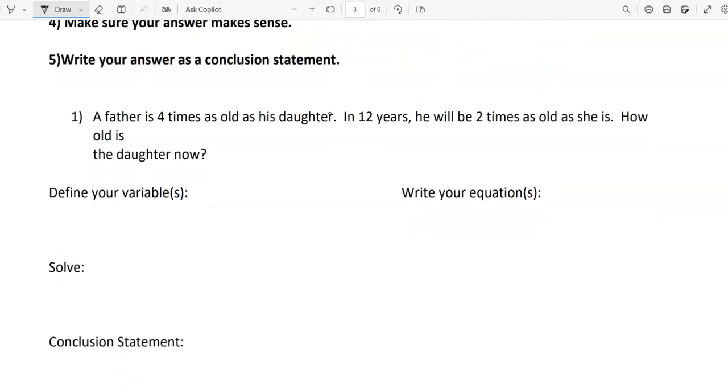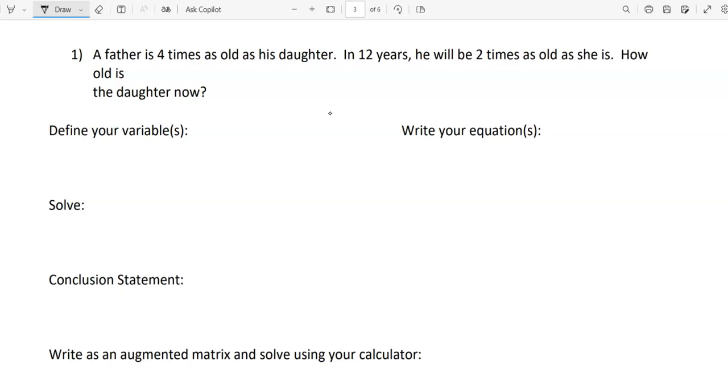Number 1, a father is 4 times as old as his daughter. In 12 years, he will be 2 times as old as she is. How old is the daughter now? What is X? What do we not know? Father's age, okay. Father's age. What else do we not know? Daughter's age. So let's make that Y. So Y is daughter's age.